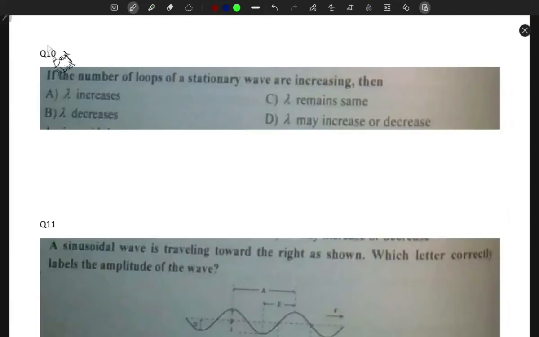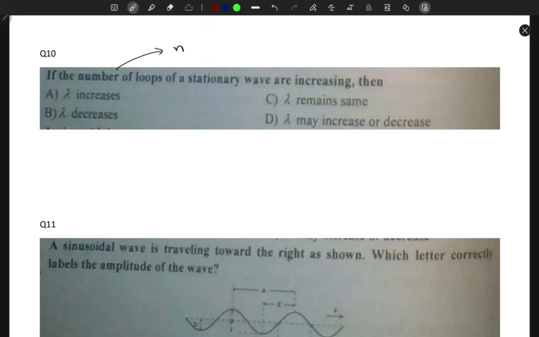So moving on to question number 10, we have, if the number of loops of a stationary wave are increasing, then lambda increases, lambda decreases, remains the same, or may increase or decrease. By number of loops they're just referring to the value of n in the expression. So we know that they're talking in terms of lambdas, right?